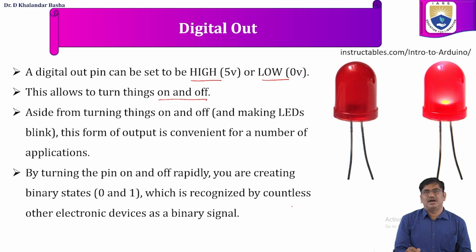Aside from turning things on and off for making LEDs blink, this form of output is convenient for a number of applications. By turning the pin on and off rapidly, you are creating binary states, that is, changing the state from 0 to 1 and 1 to 0, which is recognized by countless other electronic devices as binary signals. Now if you observe, this LED is said to be in off state, whereas the second LED is on, so the LED is said to be in on state.